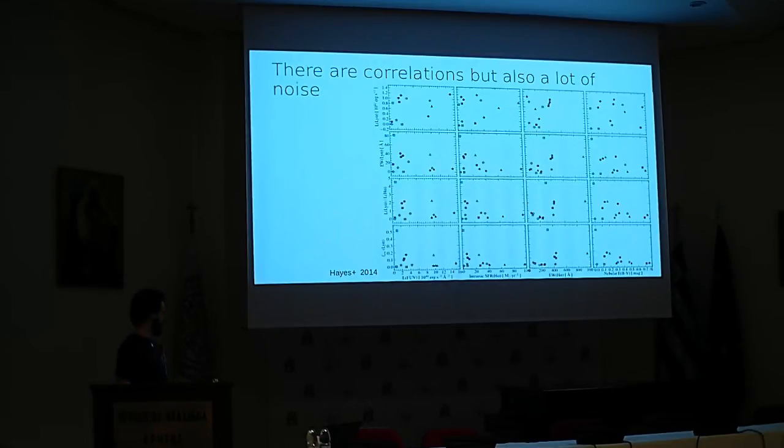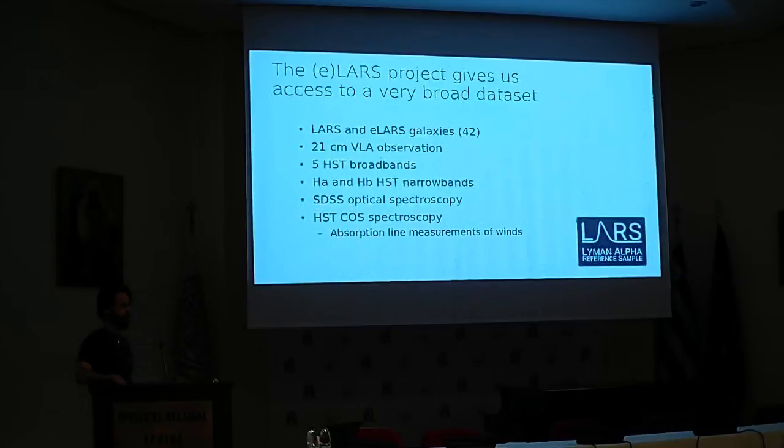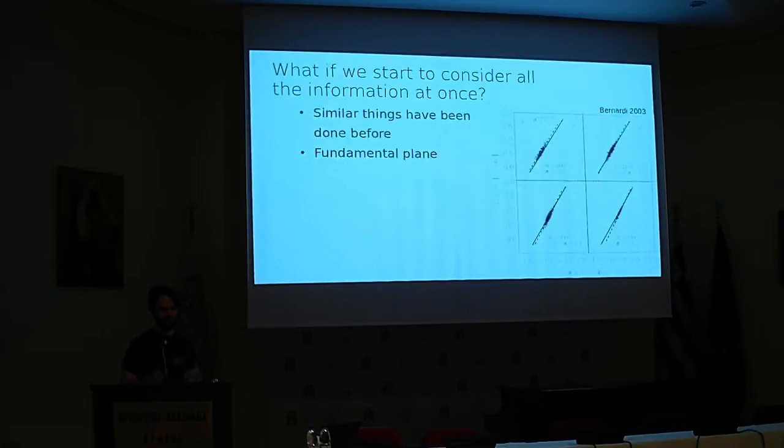But we have access to a lot of data in the LARS project. We have 42 galaxies in LARS and ELARS with a very broad range of observations. We have 21 centimeter HI mass determinations. We have HST broadbands, and a synthesized Lyman alpha narrowband from those. We have HST narrowbands, optical spectroscopy, UV spectroscopy, and that allows us to get the outflow measurements and things like this. So why would we look at only one variable? What if we can look at more than one set of information at a time?